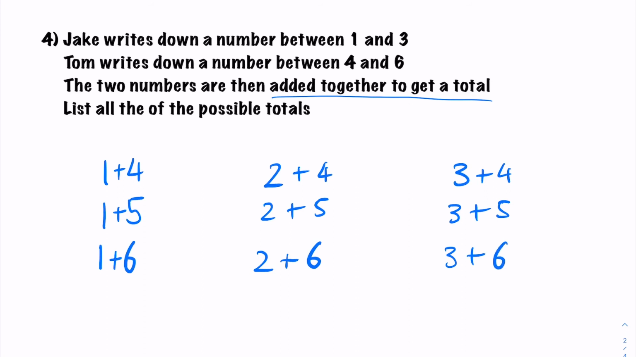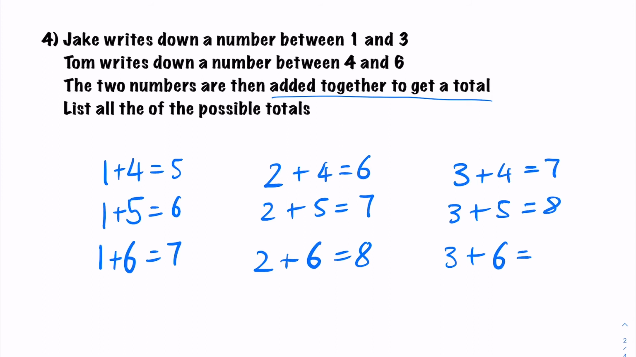So 1 plus 4 would be 5, 1 plus 5 is 6, 1 plus 6 is 7. 2 plus 4 is 6, 2 plus 5 is 7, 2 plus 6 is 8, 3 plus 4 is 7, 3 plus 5 is 8, 3 plus 6 is 9.